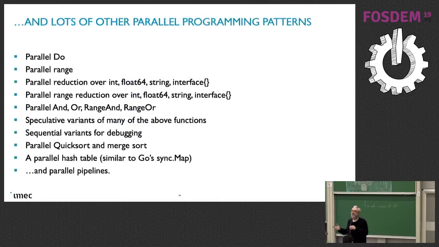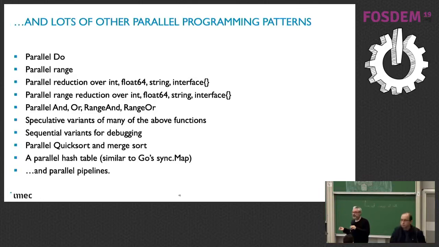So this is where all these functionalities that are already sketched come into play. We have a simple parallel do, which just spawns a couple of Go routine functions. We have ranges, which don't produce a result. We have reductions over ints, floats, strings, and generic interface. We have range reductions over int, float, string, and generic interface. We have the Boolean functions.